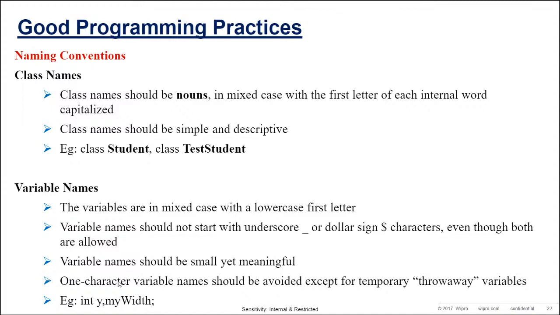And here you can see the examples as well. Int y, myWidth. So myWidth is one variable name where there is no space between my and width, and there you can see the first word my starts with a small letter, and w is capital in width.